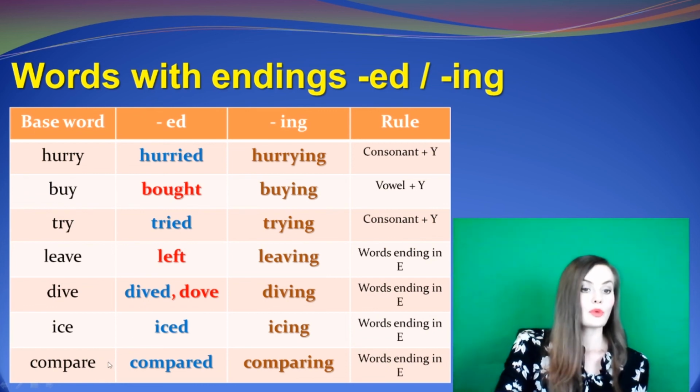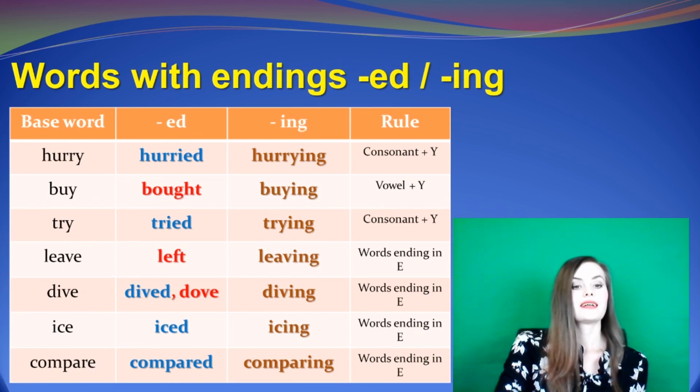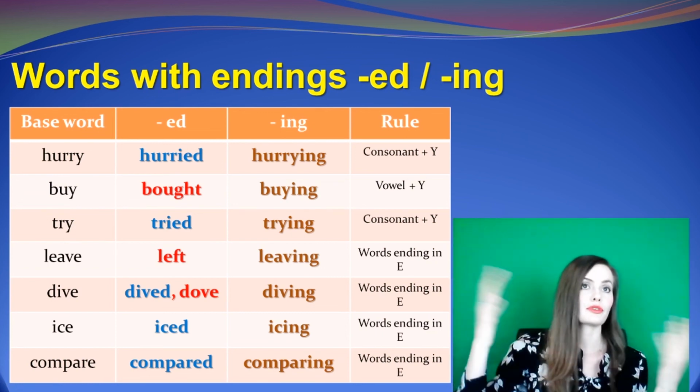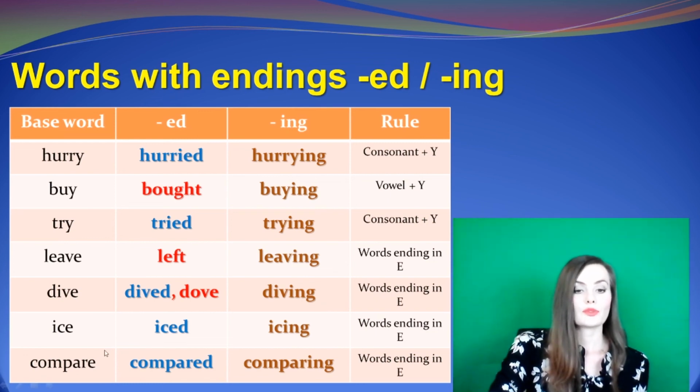So these are the words ending in silent E, exactly the same rule as we applied for the previous word. And one more word is compare. Compare, how do we say in the past? Compared, yes. And what is he doing at the moment? He is comparing two projects, for example, comparing. So what happened with the silent E at the end of the word compare? You're right, we dropped it, it disappeared, it evaporated. So in here we apply the rule about the words ending in E.